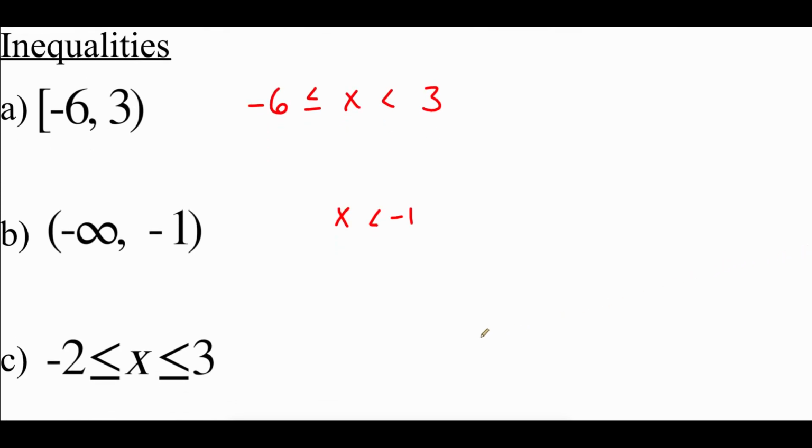In our final example, we're given an inequality, and we want to write it out in interval notation. We've got two endpoints, so we're going from -2 to 3. Each one of these endpoints is included, so they both get square brackets around them.